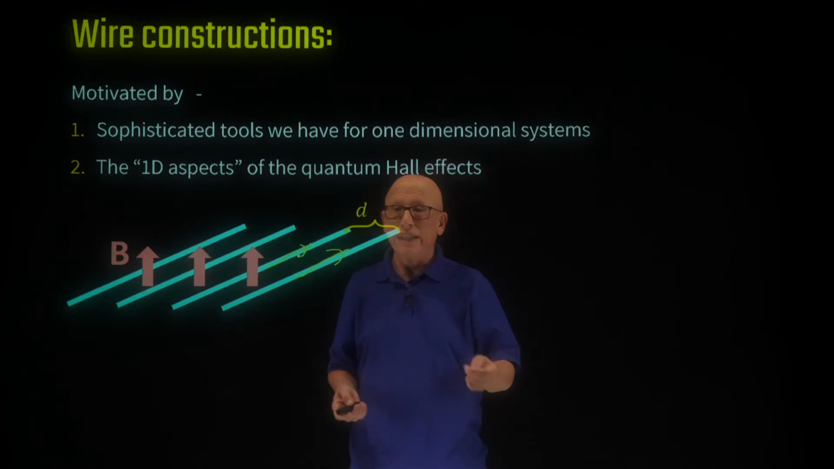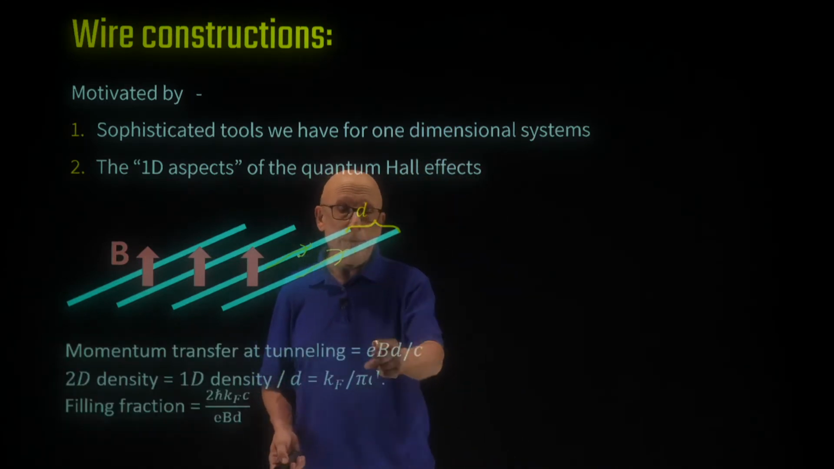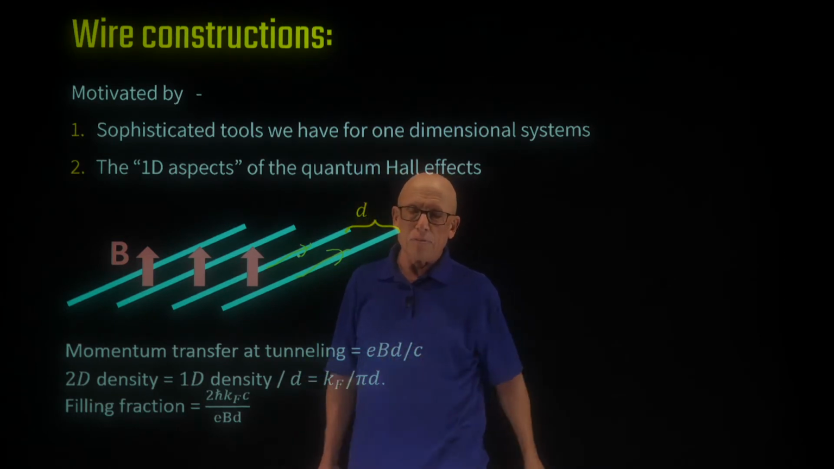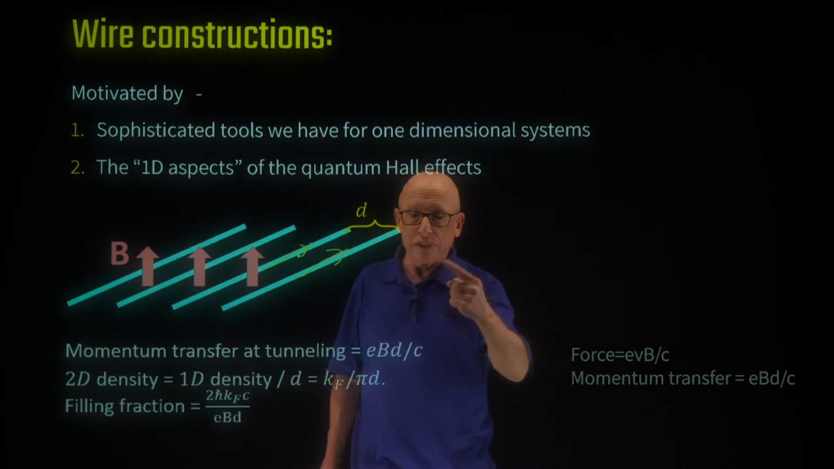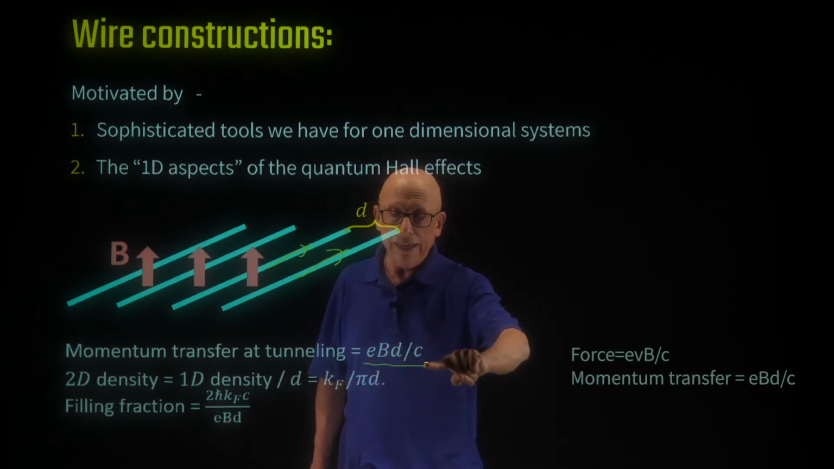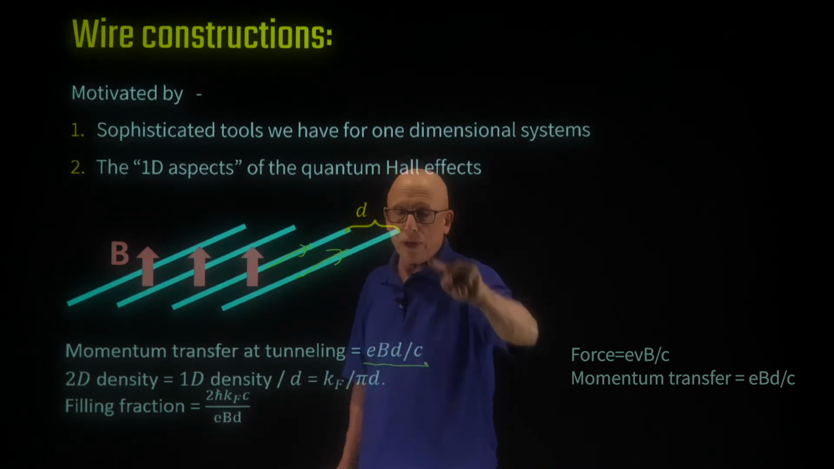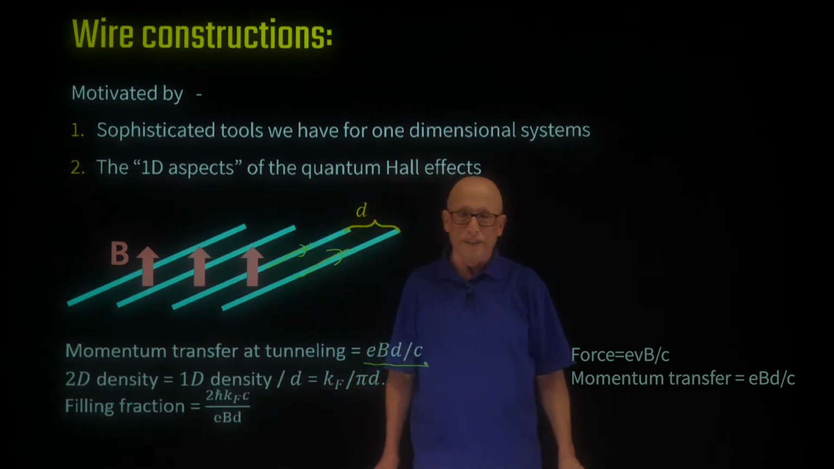And the Lorentz force is velocity times the charge over c times the magnetic field. So the momentum the electron gets becomes e, the charge, times the magnetic field B, times d, the distance between the wires, divided by the speed of light.